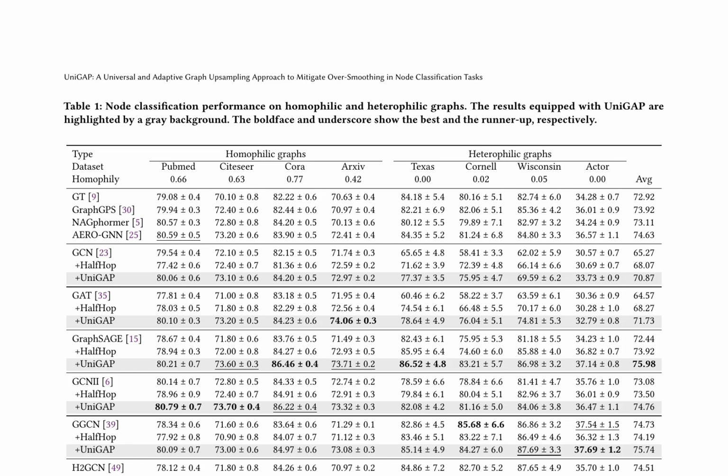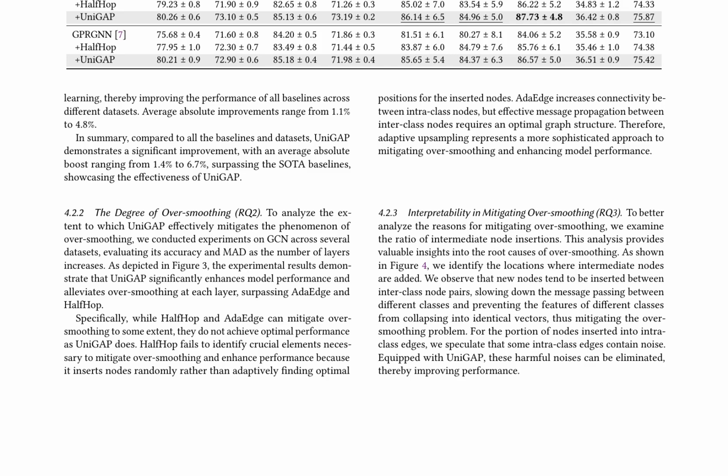The authors present UniGAP, a universal and adaptive graph upsampling approach that mitigates oversmoothing in node classification tasks. UniGAP demonstrates a significant improvement in performance, with an average absolute boost ranging from 1.4% to 6.7%, surpassing state-of-the-art SOTA baselines. Table 1 shows the node classification performance on homophilic and heterophilic graphs, where UniGAP achieves superior results across different datasets and baselines. The average absolute improvements range from 1.1% to 4.8%, highlighting UniGAP's effectiveness in alleviating oversmoothing.